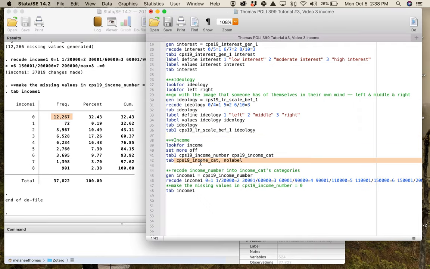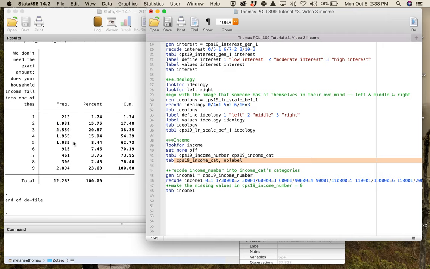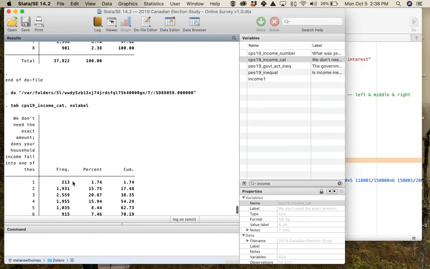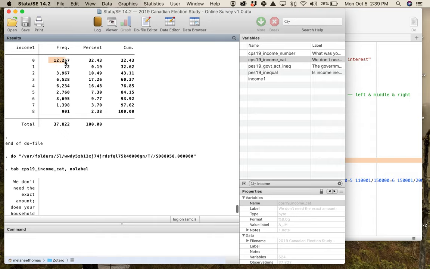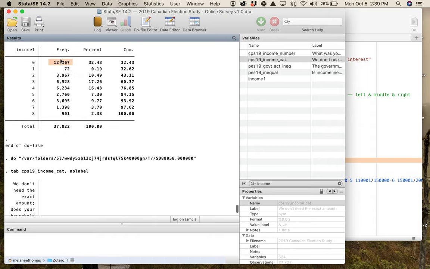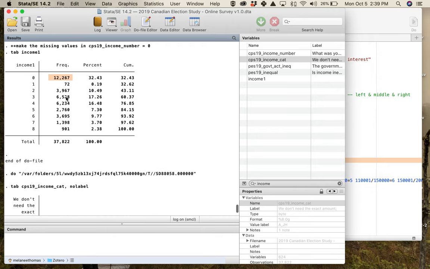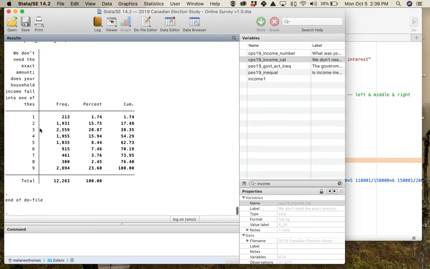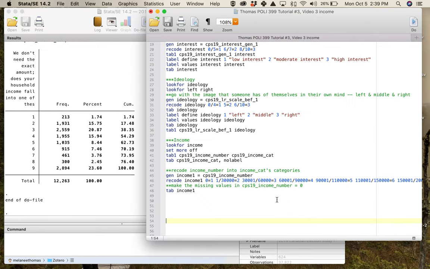And if I tab the table of my income categories, I get 1,200,263, and I've got very close to that. So this is why I need to take all the people who didn't answer the income number question and make them a 0 for income categories. Now, what do I do with income categories?